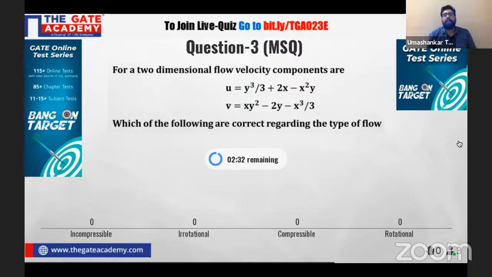So basically we have 4 options in here. We have to select more than one in here, right? You have to select the correct options. I hope we remember how to solve this kind of question. It's a 2-dimensional flow velocity component, meaning a 2-dimensional flow condition is given to us, right?